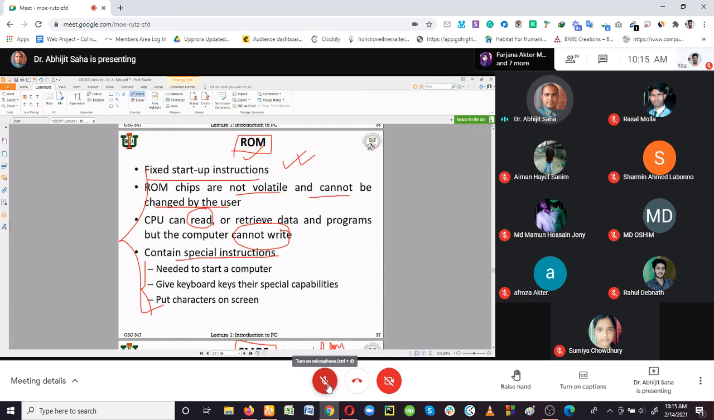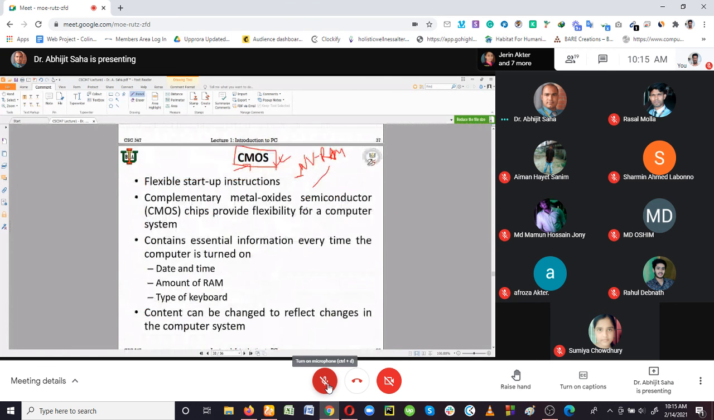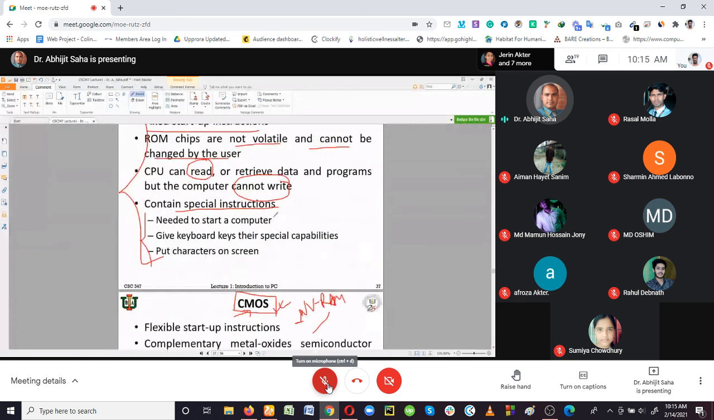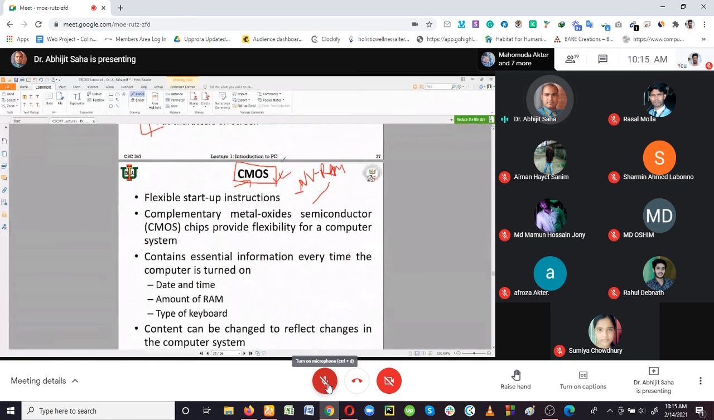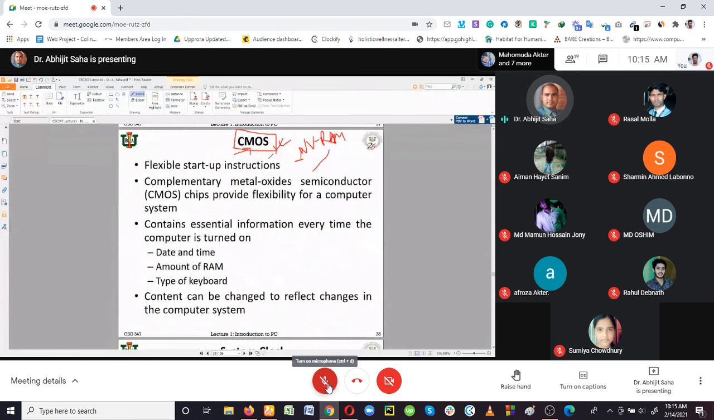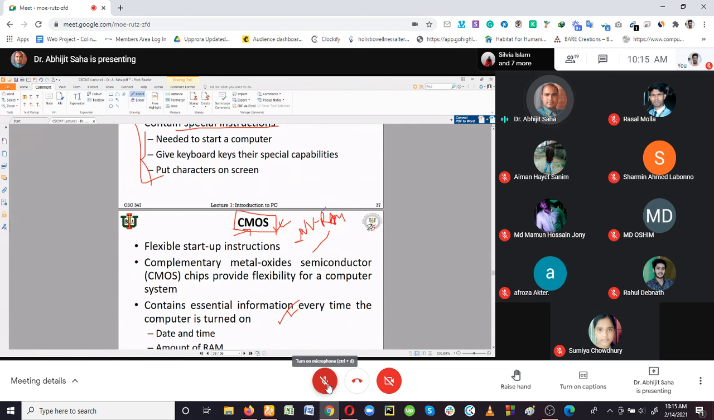With the ROM, similarly, it is non-volatile, like the ROM chips are. But in the case of the ROM chip, you cannot write. In the case of the CMOS, if you are trying to install something new onto the computer system, CMOS is going to automatically detect it and update the information. So both read and write are possible, like the RAM.